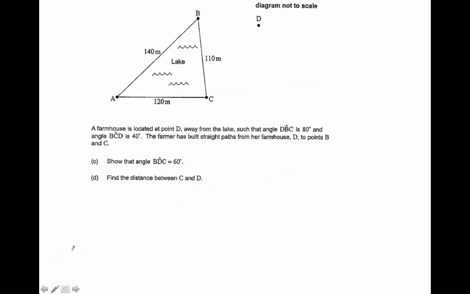Before part C, we're told a bit of extra information. So a farmhouse is located at D, it's already drawn away from the lake, such that DBC, so this angle here is 80, so label that on. If they tell you anything, just label it on your diagram. That's 80, and BCD, so this one here, is 40, okay?